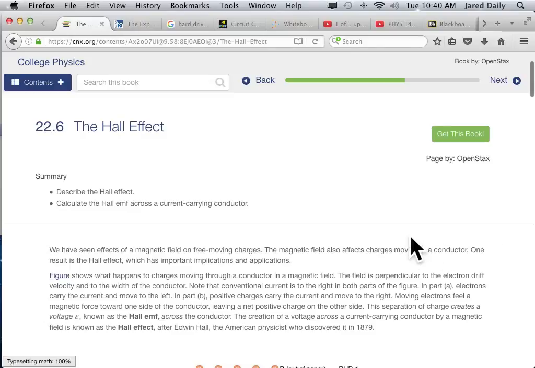That takes us to section 22.6, the Hall effect. We'll leave that for next time, and we'll finish up tomorrow. We're going to finish this tomorrow. No lab tomorrow, but we will meet tomorrow. We will not meet on Thursday.